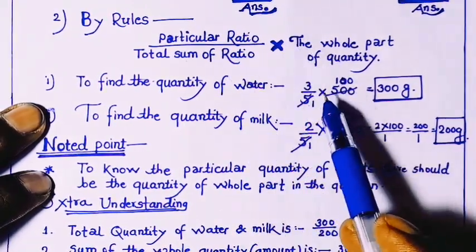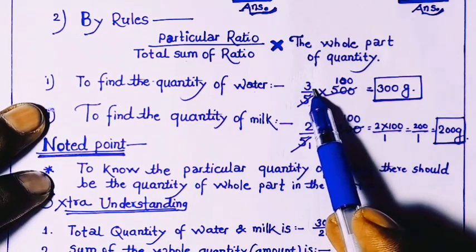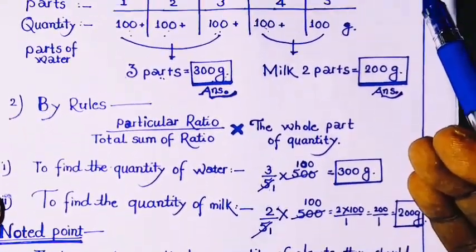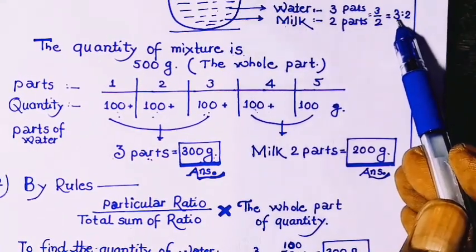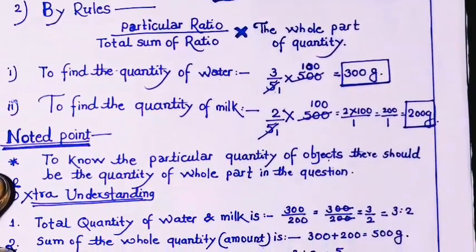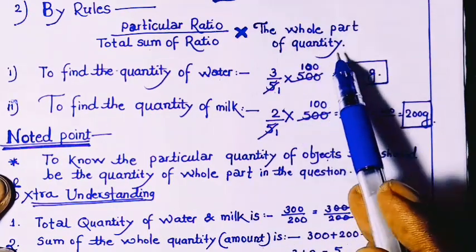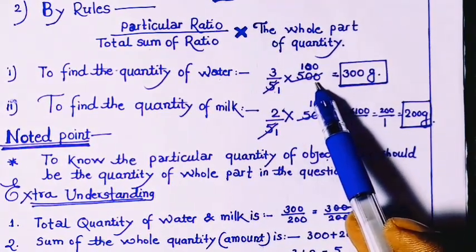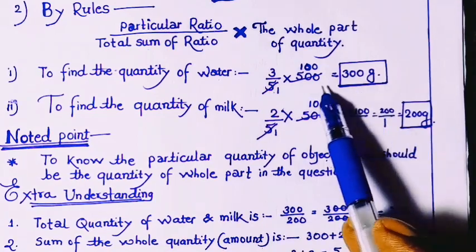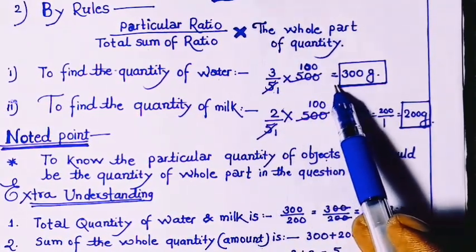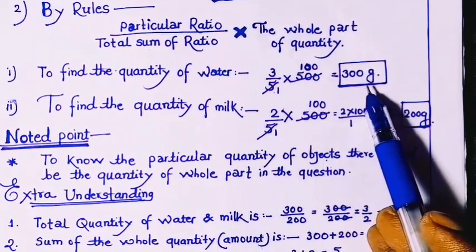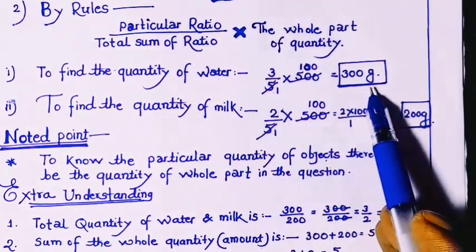The particular ratio of water is 3, so 3 is written, and total sum of ratio 3 plus 2 would be 5, so the 5 is written below, and thereafter the whole part of quantity. The whole part of quantity is 500, and in this way this gives 300 by division by cutting the number. So therefore the quantity of water is 300 grams.